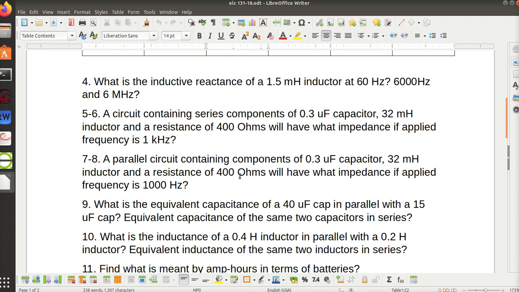Now I'm going to put them in parallel. So now notice the same values. The fact that we calculated the 531 and the 201, we don't have to recalculate because I'm using the same frequencies. So you would just use these numbers and put them in parallel. Well, if you put them in parallel, you do 1 over the impedance.